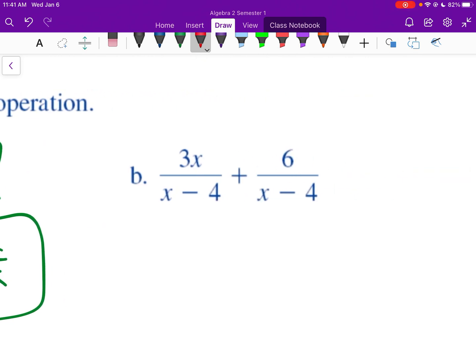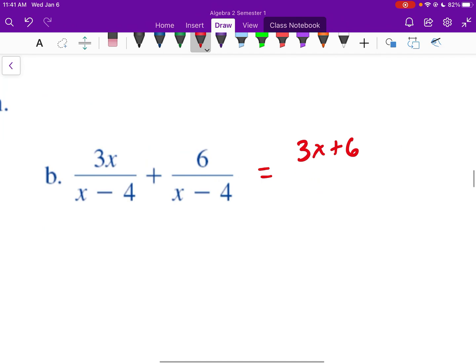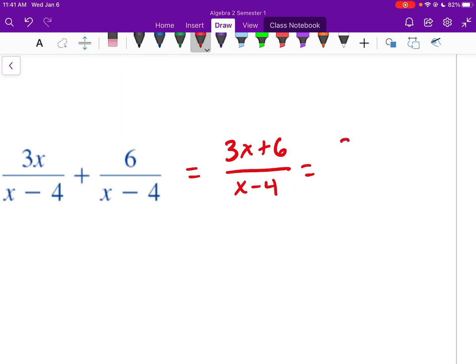Here, again, I see addition. So I'm looking for that common denominator, x minus 4, x minus 4. They are common. Therefore, it's just a matter of adding the numerators, which will get us 3x plus 6, which I cannot combine, over that x minus 4. Now, whenever we simplify rational expressions, it needs to be in terms of multiplying. So the plus and minus, we don't need to worry about unless it factors, which this one does.